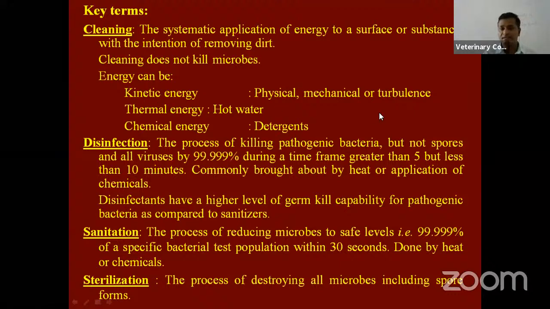The kinetic energy, such as physical, mechanical, or turbulence energy, or thermal energy, such as heat, or chemical energy, such as detergents, are used to cleanse the surface.